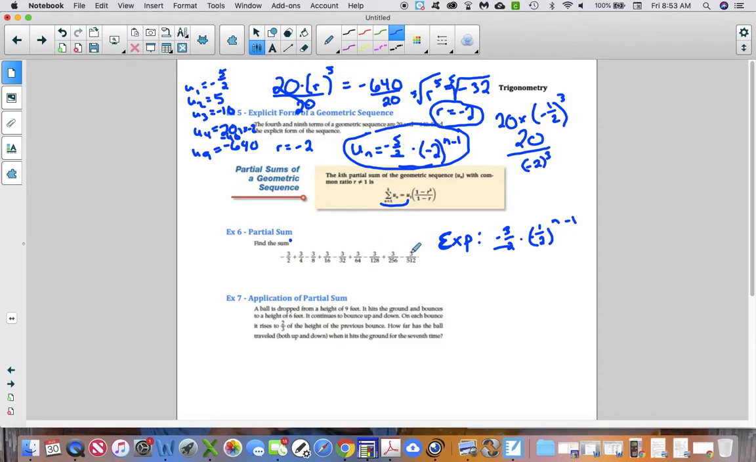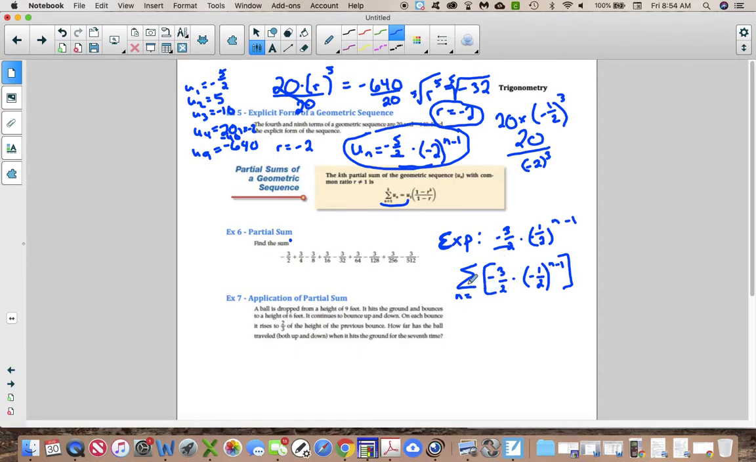So this is my explicit formula, right here, okay? And then what I'm going to do is the sum. I'm starting with n, going to a certain number, and I'm just going to write that equation in there. Negative 3 over 2 times negative 1/2 to the n minus 1 power. This is my whole formula, and I just need to plug my numbers in here.